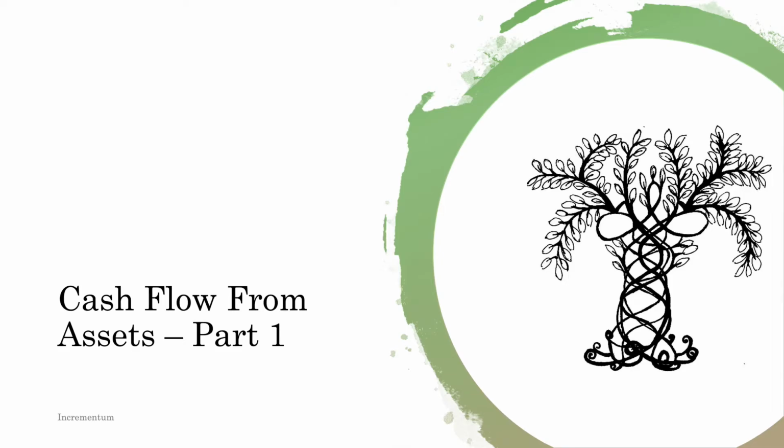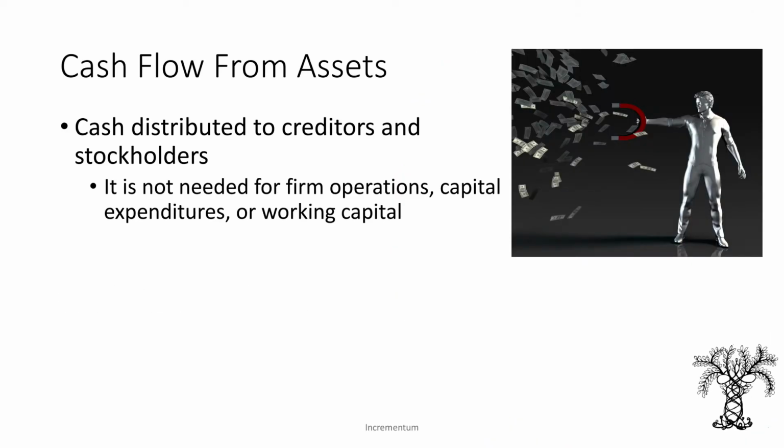In this lesson, we're going to discuss cash flow from assets, and this will be part 1, and there will be a second video, part 2. Cash flow from assets is cash that's distributed to creditors and stockholders. So this is the money that's available to them because the firm didn't need it for operations, for spending on fixed assets, or for investing in working capital like inventory and accounts receivable.